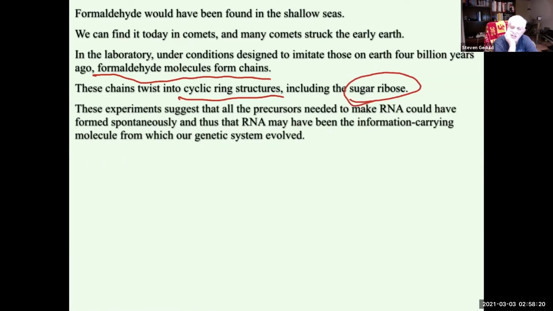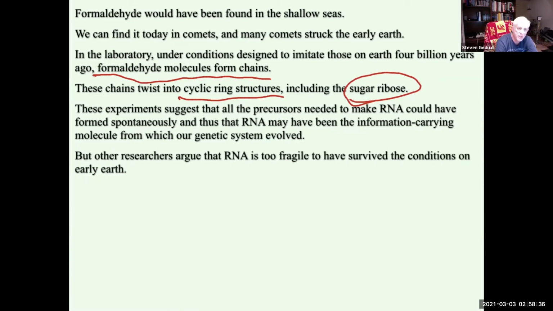So these experiments suggest that all the precursors needed to make RNA could have formed spontaneously, and thus RNA may have been the information carrying molecule from which our entire genetic system evolved, because we can form that at the very beginning of life. But other researchers argue that RNA is too fragile to survive the conditions on early Earth.